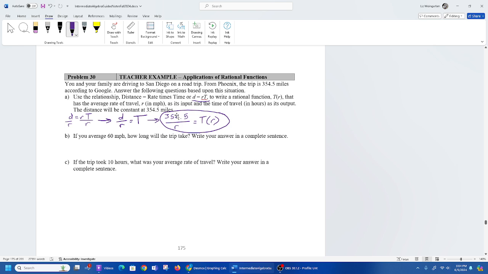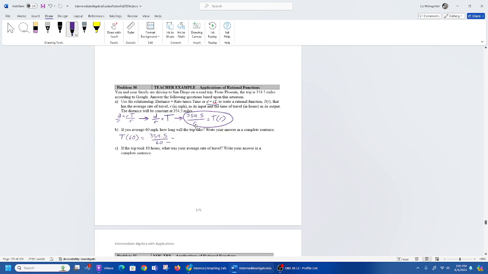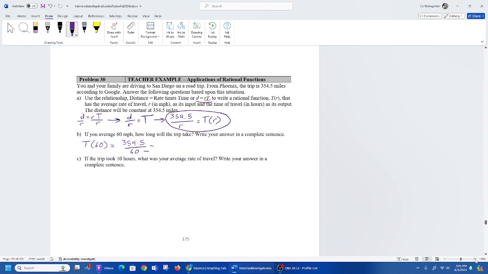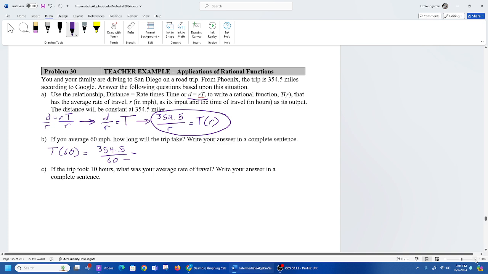If you average 60 miles per hour, how long will the trip take? So what we want to do here is we want to find t of 60. We want to plug 60 in for r. I'm going to plug that into my calculator. So 354.5 divided by 60 equals about 5.9.